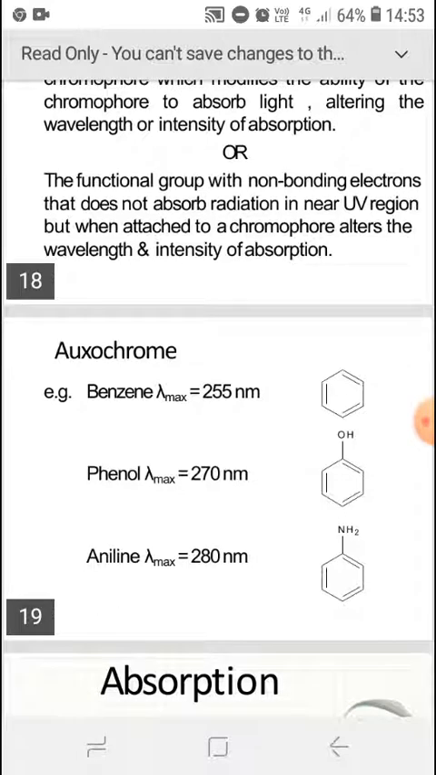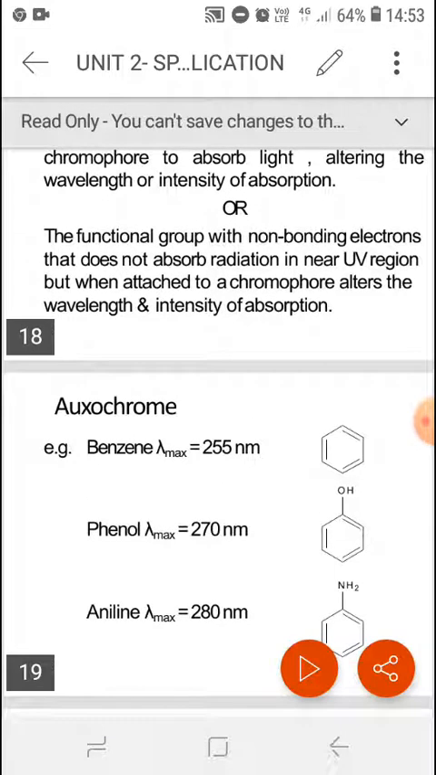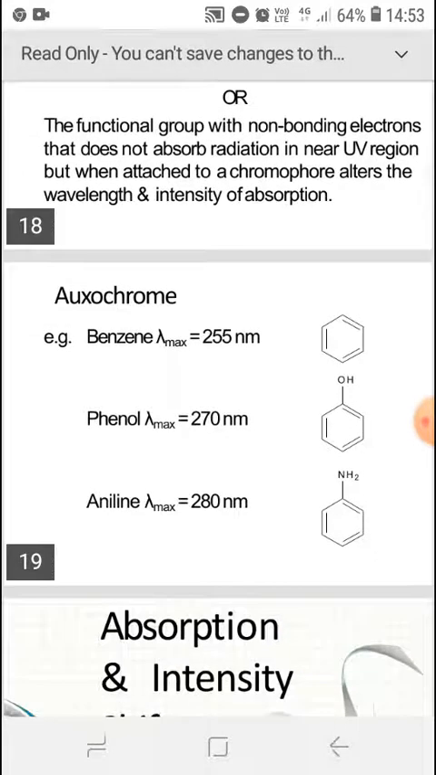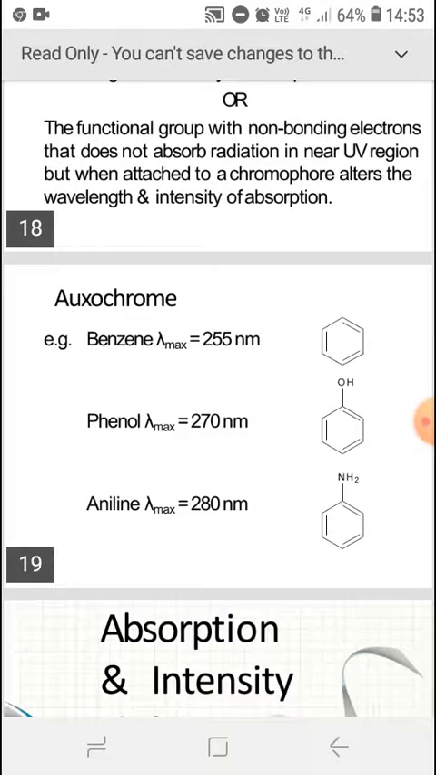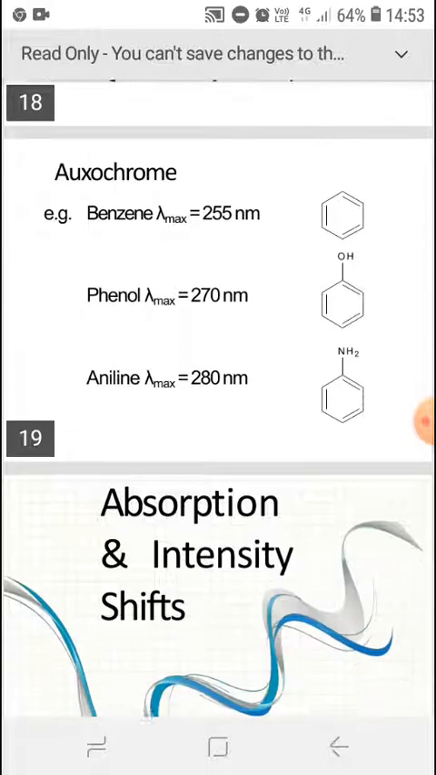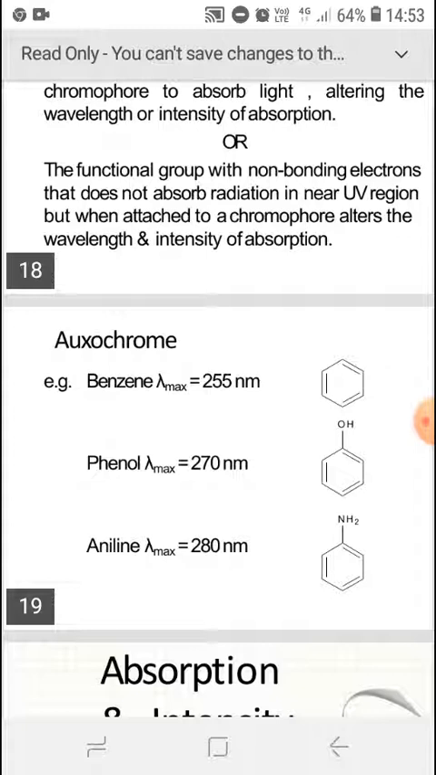The auxochrome is a functional group with non-bonding electrons that does not absorb radiation in the near UV region, but when attached to a chromophore it alters the wavelength and the intensity of absorption. Examples: benzene lambda maximum 255 nanometer, phenol lambda maximum 270, and aniline lambda maximum 280 nanometer. On the basis of these auxochromes and different chromophore groups, there are different types of shifts in the UV spectrum.